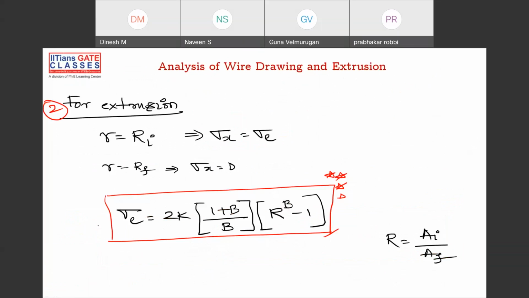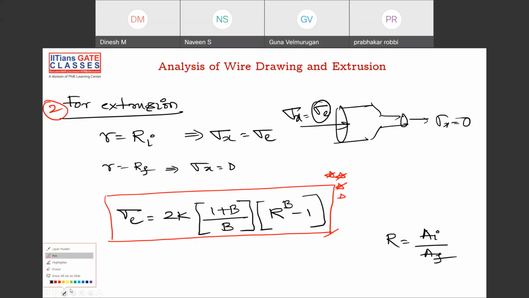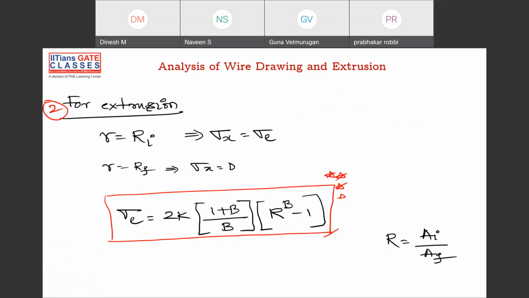So for extrusion, the boundary conditions are: you're trying to find sigma x is equal to sigma e. This is what you have to find. At entry, and at exit I'm not doing anything, so sigma x is equal to 0. Is it clear, guys? Why I'm telling you about boundary conditions is that they indeed explain that in extrusion, you're pushing it from the entry point, and in drawing, you're pulling it out from the exit side. That is how you have to remember. That is what he's putting into equations, and those are called boundary conditions. Okay, fine. Let's proceed.